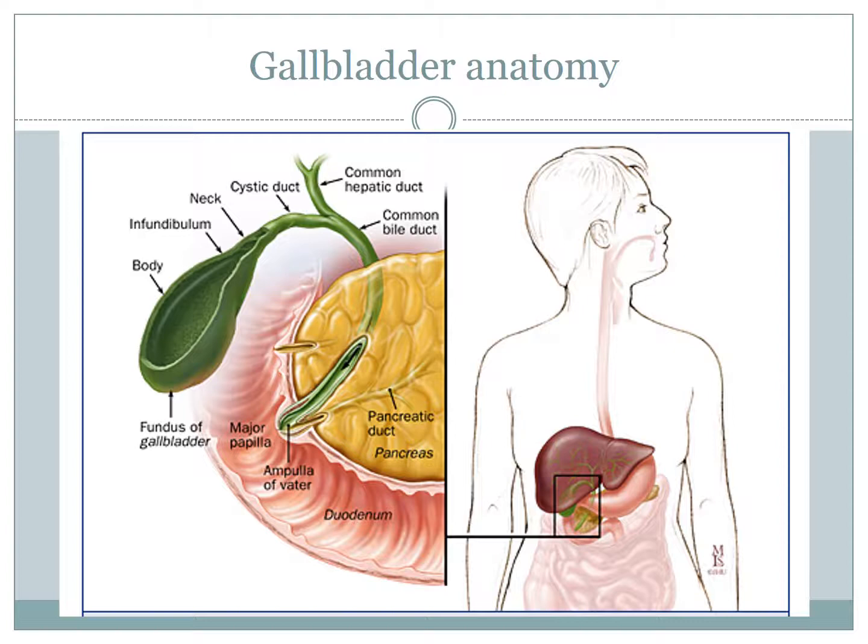So here, just a little closer look at the anatomy. You see a fundus, and it gets narrow as you get closer to the cystic duct, and obviously this is where the stones get obstructed. And you see where the cystic duct meets the common hepatic duct to form the common bile duct, and then it eventually drains into the second portion of the duodenum, sorry.